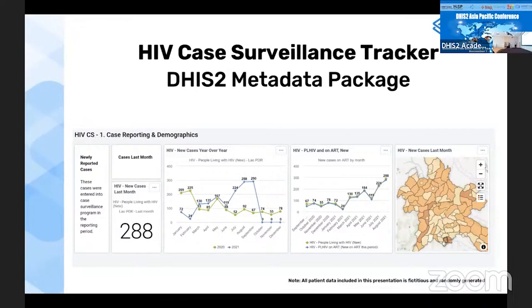Of course, when we look at the trackers that the countries use, they're much more extensive. But the idea here is to give a minimum baseline to work with, and the country can then adopt the package as per their needs and requirements. Next slide, please.